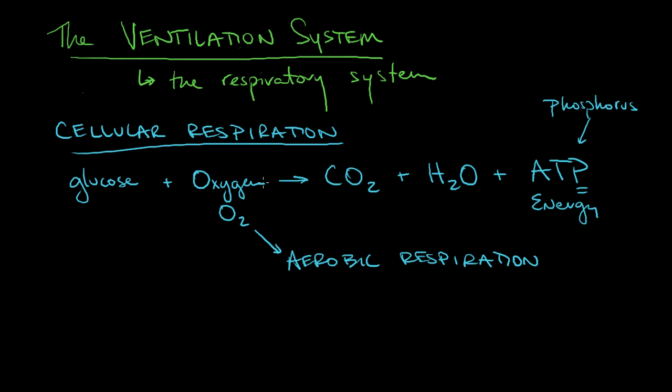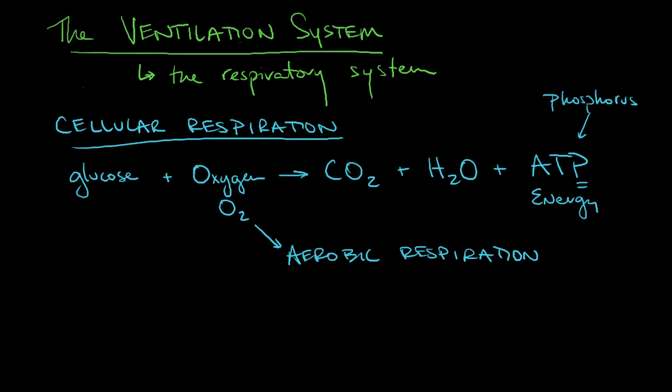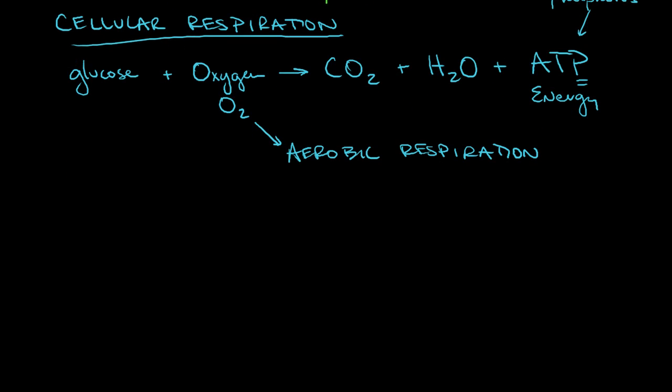Now, some students might confuse oxygen as a nutrient, but remember the definition of a nutrient is a chemical that is found in food and used by the body. Oxygen gas is not found in food and therefore is not a nutrient, but we do need to breathe that in. So we're going to talk a little bit about how that happens through this process of ventilation.